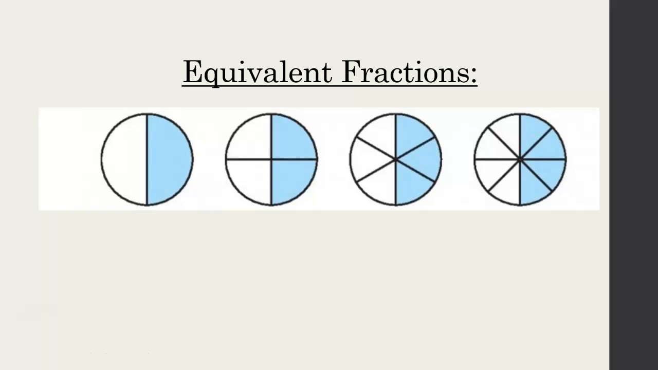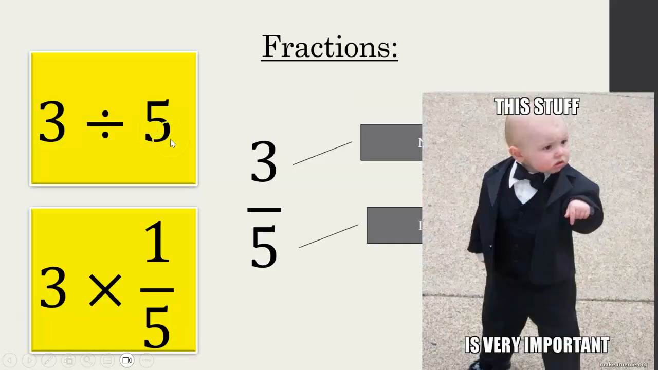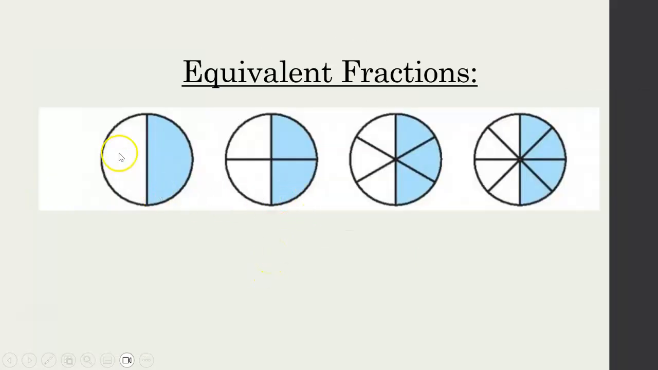We're going to be talking a little bit about equivalent fractions. And what do I mean by that? Well, let's say I have a whole unit, and the whole unit is represented by the circle. So 3 divided by 5 would be 3 circles, and you split it up into 5 bits. But let's use just one circle. I divide it into 2 bits. So it's a half.